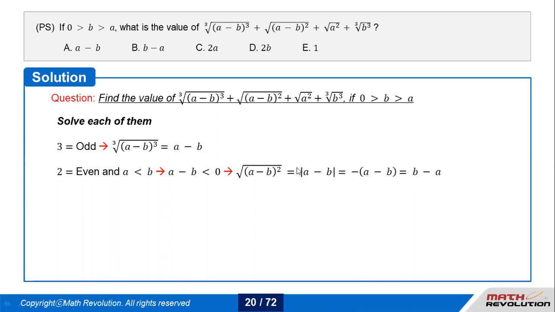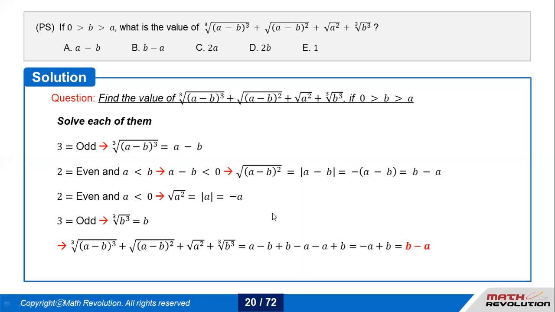The third part says the square root of a square, so that is mod a, but again a is negative, so that would be minus a. Cube root of b cube, so that would be b. So adding up all, it says a minus b plus b minus a plus b. I'm left out after cancelling the positives and negatives, will be left out with minus a plus b, which is nothing but b minus a, and your option is B. Your correct answer goes as B.